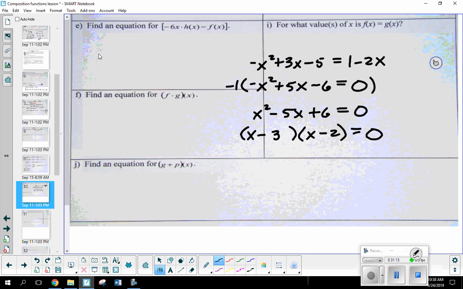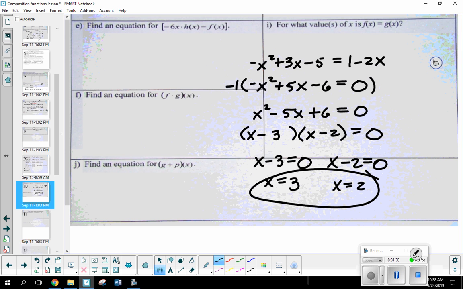Okay. Now, how does that help me find my answers? There you go. Yeah, just set them equal to 0, and we'll know exactly what we're looking for. So x minus 3 is equal to 0. X would equal 3. If x minus 2 equals 0, x equals 2. Again, just good old algebra. Okay, nothing new here. Any questions?